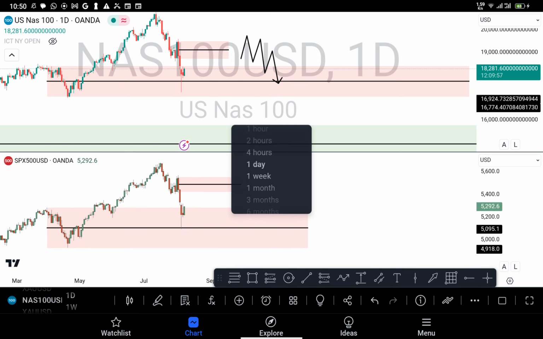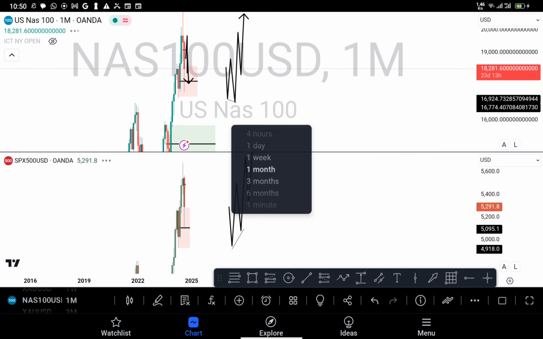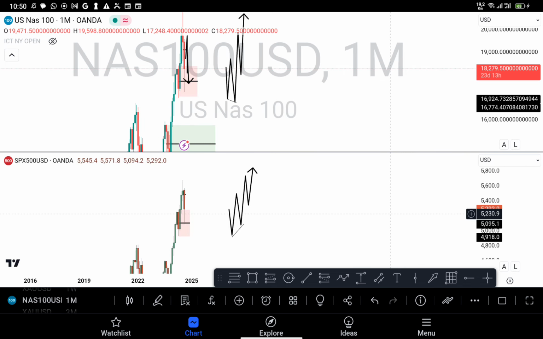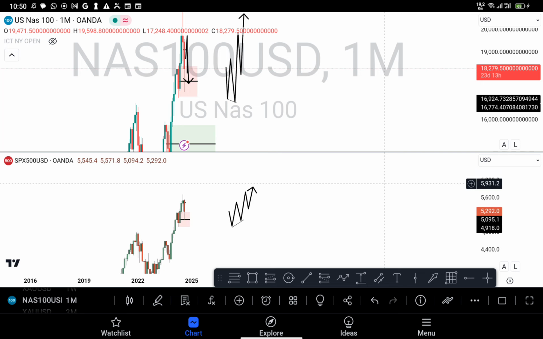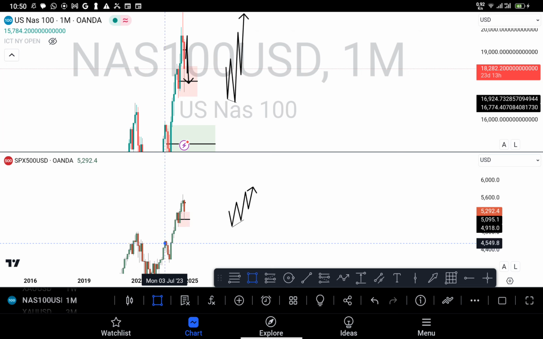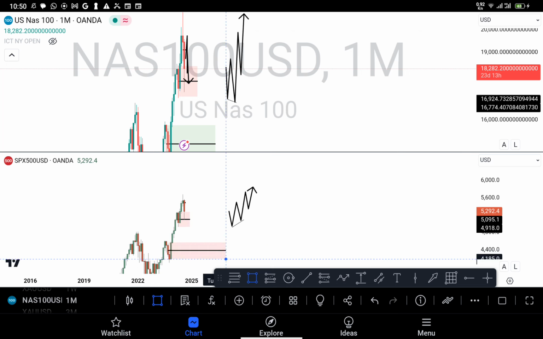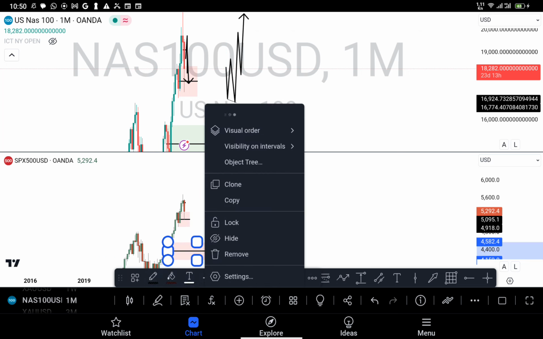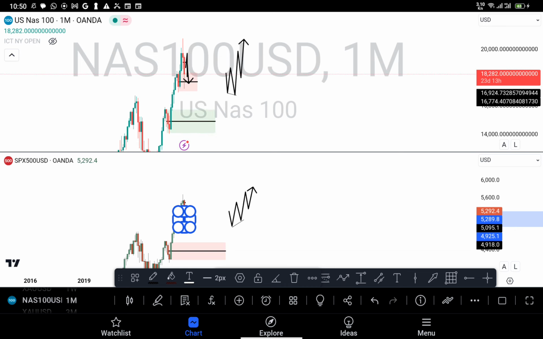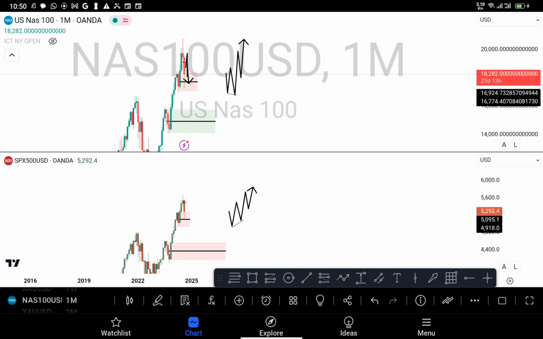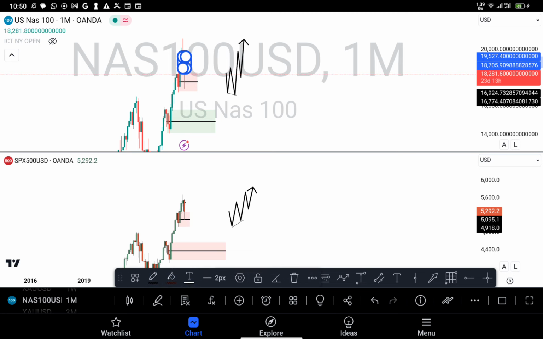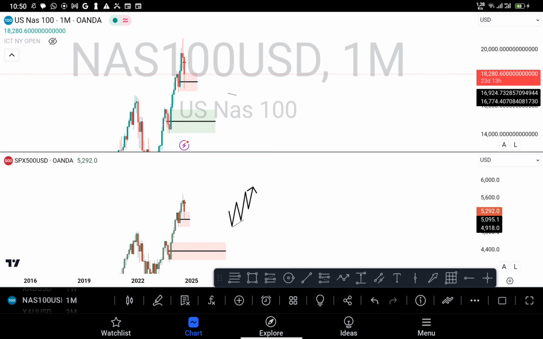Again, if let's say Nas100 does not respect this monthly level, okay, I would know that maybe we are coming to this one like here, and then I also highlighted it on Nas. So patience, we just have to wait and see what the market does.